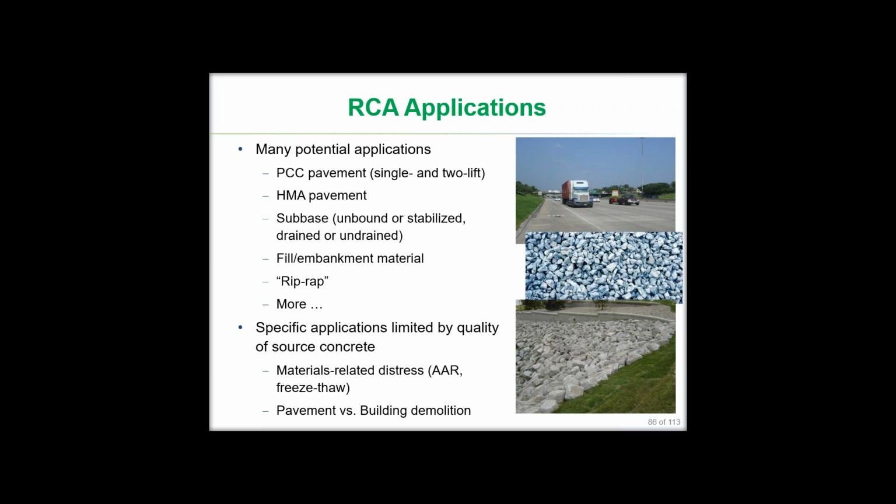We can use it back into Portland cement concrete pavement. This is a photograph here of Interstate 10, I believe it is, down around Houston, Texas, where they used 100% recycled concrete aggregate in the production of that pavement. It's a CRC pavement, has both crushed concrete coarse and fine aggregate. I believe that's about 15 years old now and still in very good condition. So single lift concrete applications, two lift; we're seeing it more commonly used in two lift applications in the lower lift of a two lift pavement.